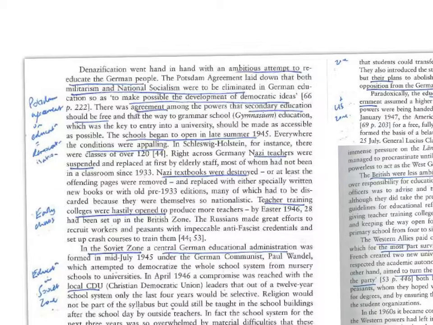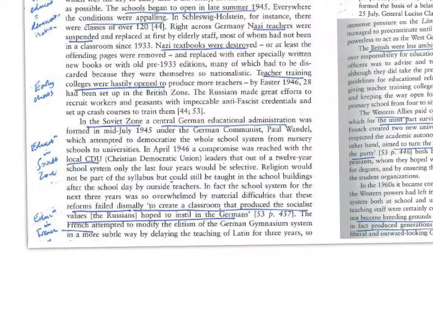Teacher training colleges were hastily opened to produce more teachers, and there are useful statistics there. For example, by Easter 1946, 28 had been set up in the British zone. I won't read through the rest of it. You can pick out the key points yourself, but there's a section there about the education policies in the Soviet zone, which, as is highlighted there, failed dismally.